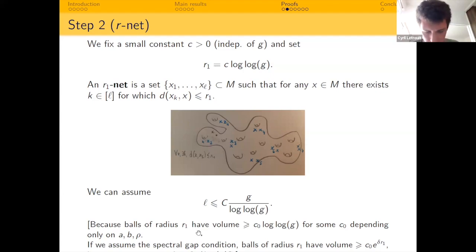I'm sorry, the slide is cut, but if we assume a spectral gap as a condition, the balls have exponential volume in R1. So in fact the bound will be better: CG over log G to the alpha, because the balls are bigger. Each point covers a bigger portion of the surface, so you need fewer points. I hope it's clear. You have a certain number of points, and this number gives you the bound of G over log G in the end about the spectrum. This is why we have this bound.